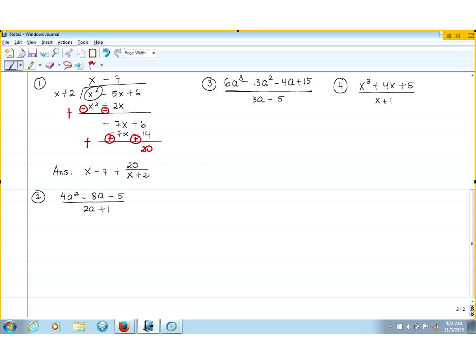So this is a binomial, we have to use long division. Should we do number 2 and then you try 3 and 4? So let's do number 2. Let me give you 3 down. So 4a squared minus 8a minus 5 divided by 2a plus 1.